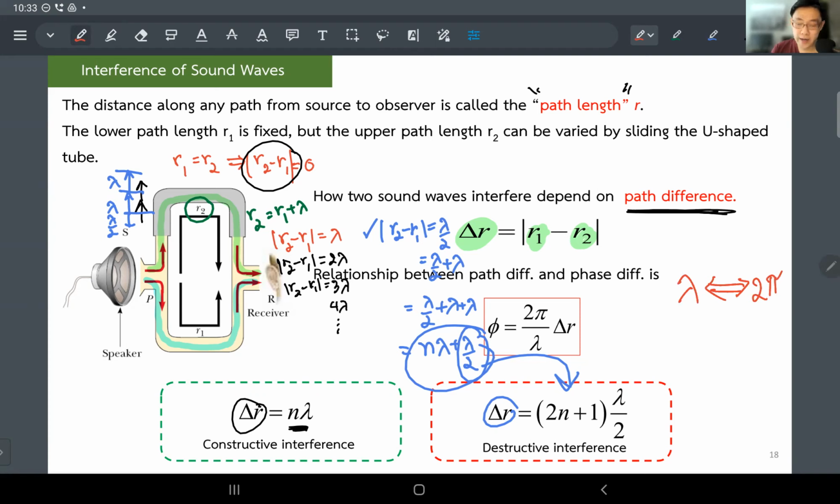So from now on, if you have whatever value of distance, it doesn't have to be an exact wavelength, it could be any value, like the delta R that we are discussing right now. How can we turn it into phase? That's easy. You just take the ratio and multiply by 2 pi. Does that make sense to you? Is it good? Okay.